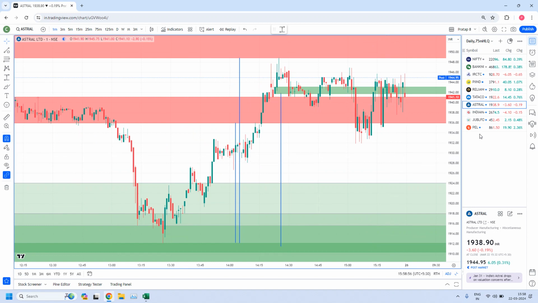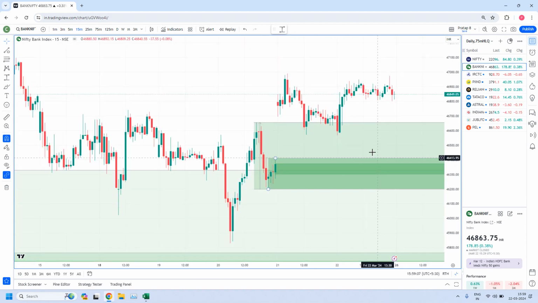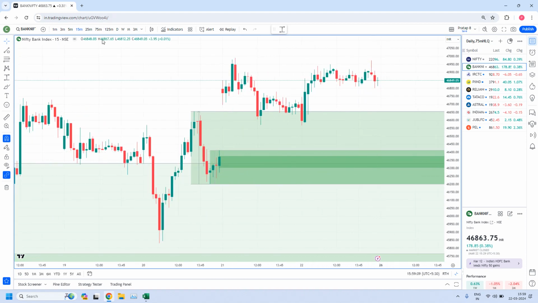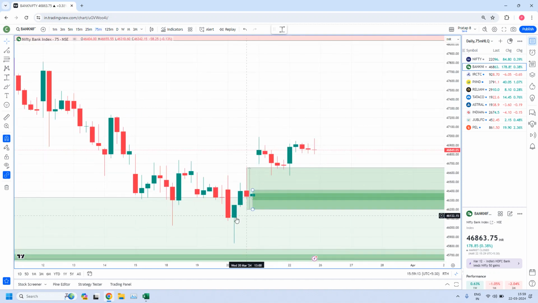And next, the remaining stocks, let us look into them one by one. Bank Nifty is there. This is a 75 minute high liquidity zone. Let me show you. We have a 75 minute high liquidity zone. Inside this 75 minutes, we have fine-tuned.